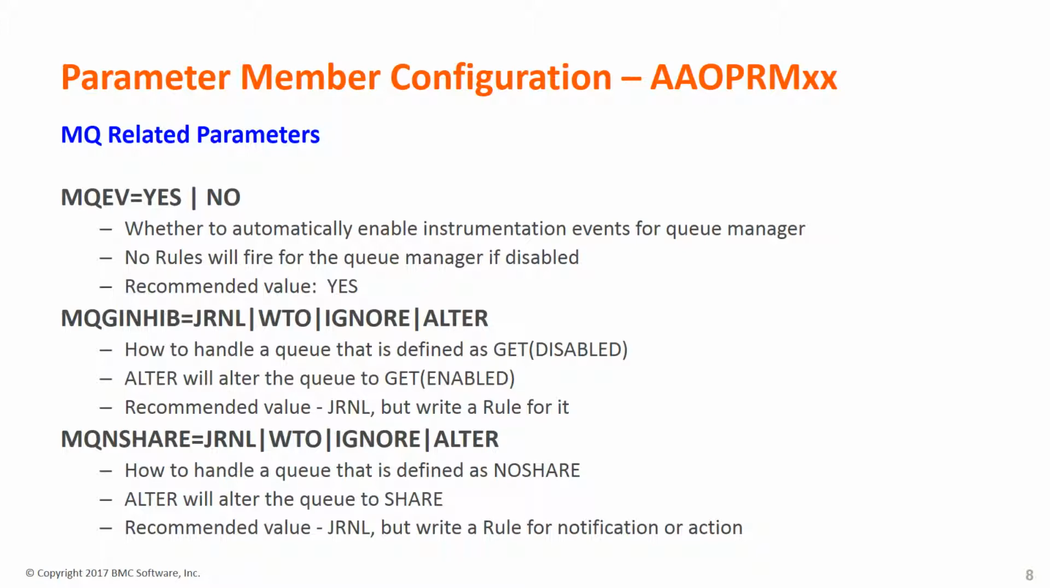And then similarly, MQ NOSHARE has the same types of options. And this is in case a queue is set to no share. We need it to be shared so that we can do processing. And here you can specify how to handle that situation.